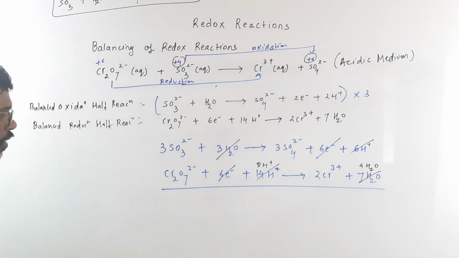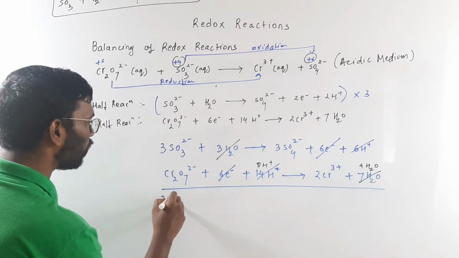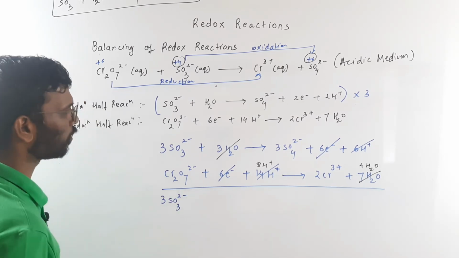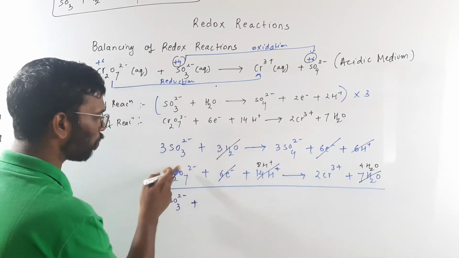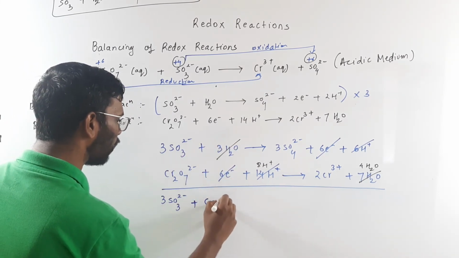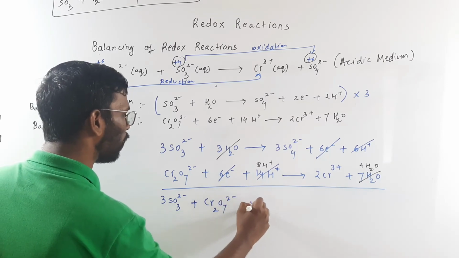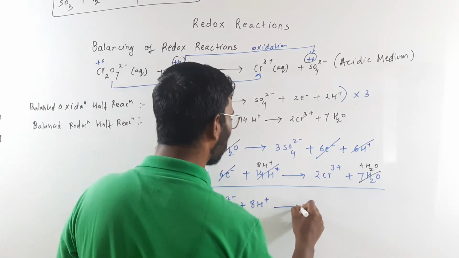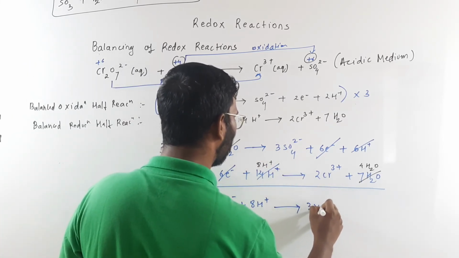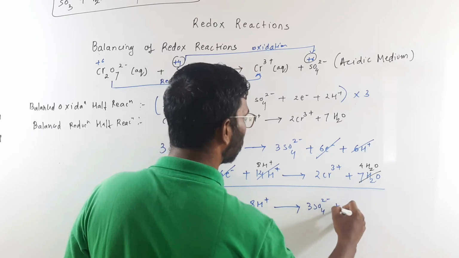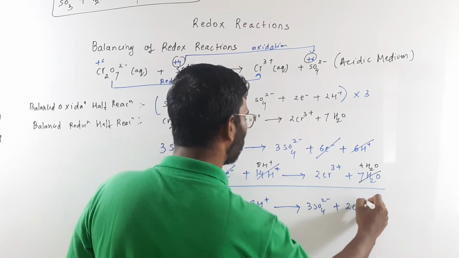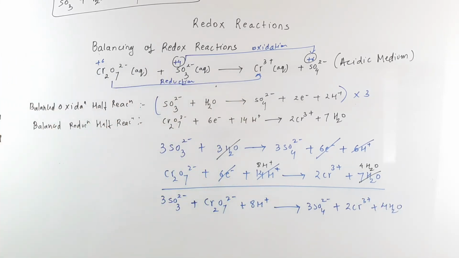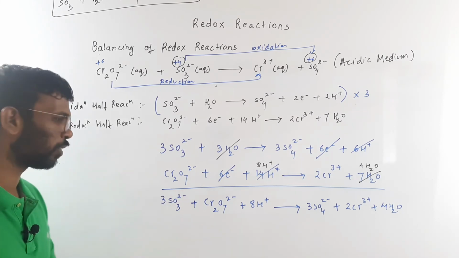So my final balanced equation will be 3SO3 2 minus plus Cr2O7 2 minus plus 8H plus, I am not showing the electrons, right? Then 3SO4 2 minus plus 2Cr3 plus and 4H2O. So just see whether this reaction is balanced or not.